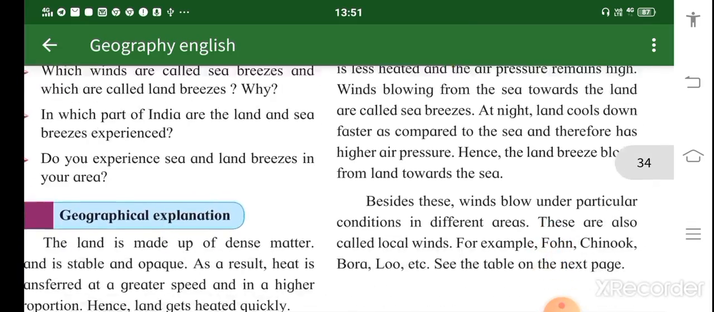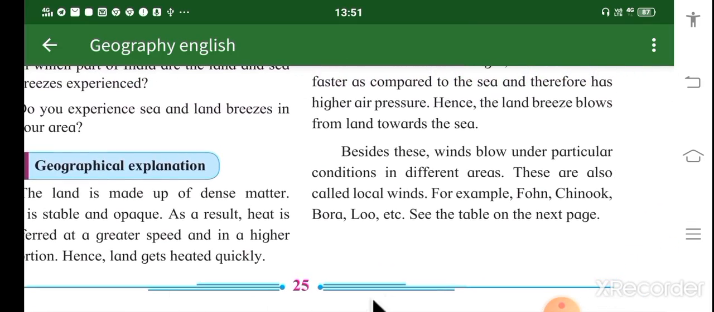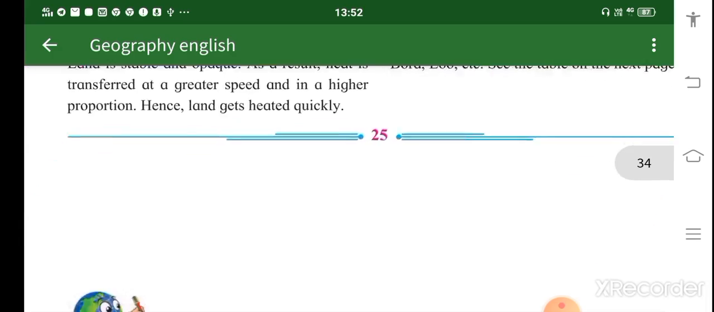Now, last part. Besides these winds, under particular conditions in different areas, there are also local winds. For example, what I showed in the previous slides: Fan, Chinook, Bora, Lu, etc. See the table on the next page.